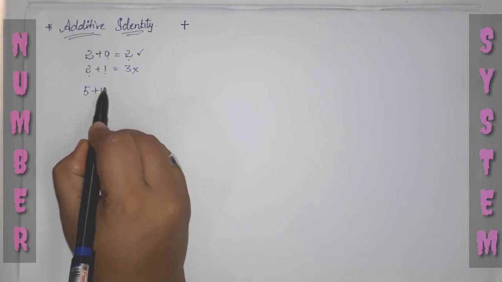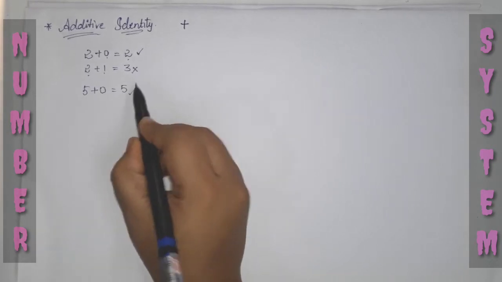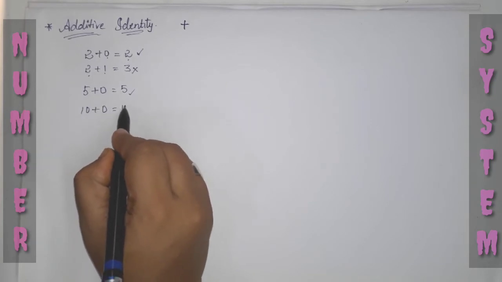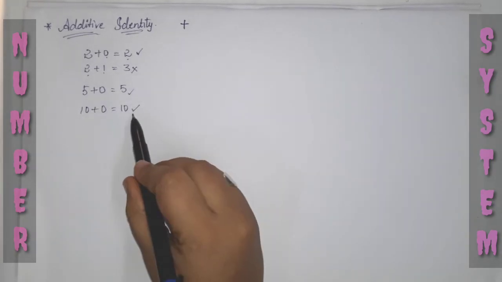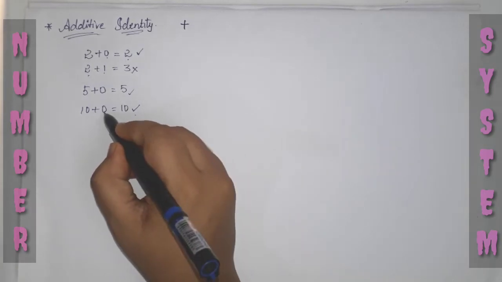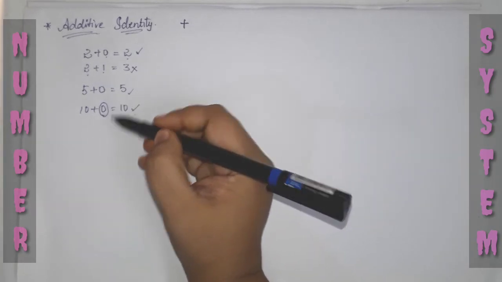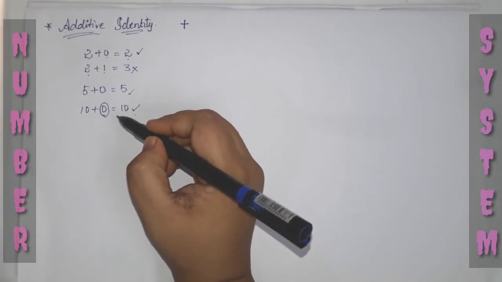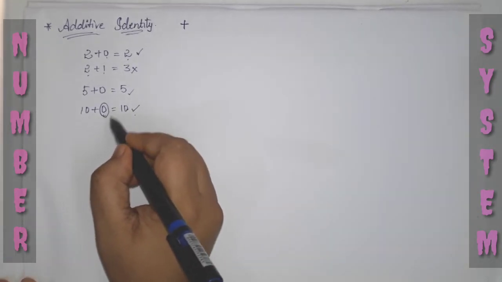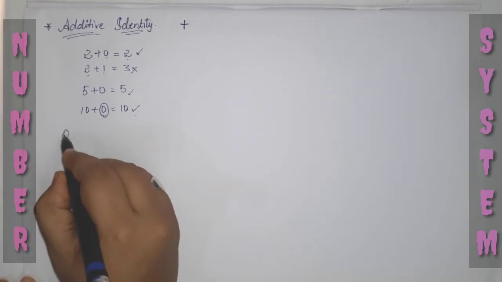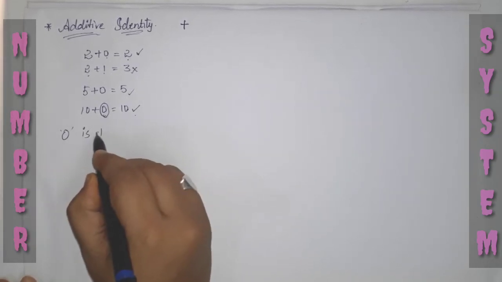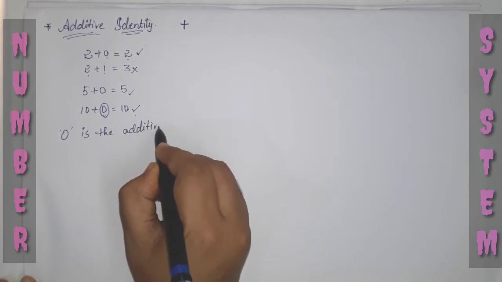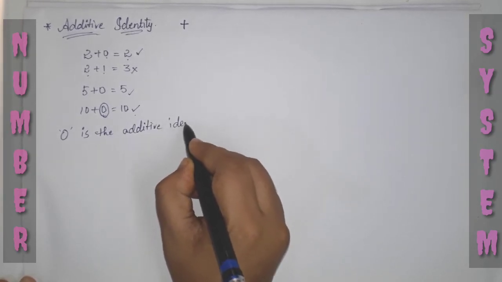For 5 if I added 0, how much? 5. Yes. If suppose I am taking 10, for 10 I am adding 0. How much? 10. Whenever you are adding 0, you are getting the same number. Same number means it reflects. Yes. So from this what can I say? 0 is the additive identity.